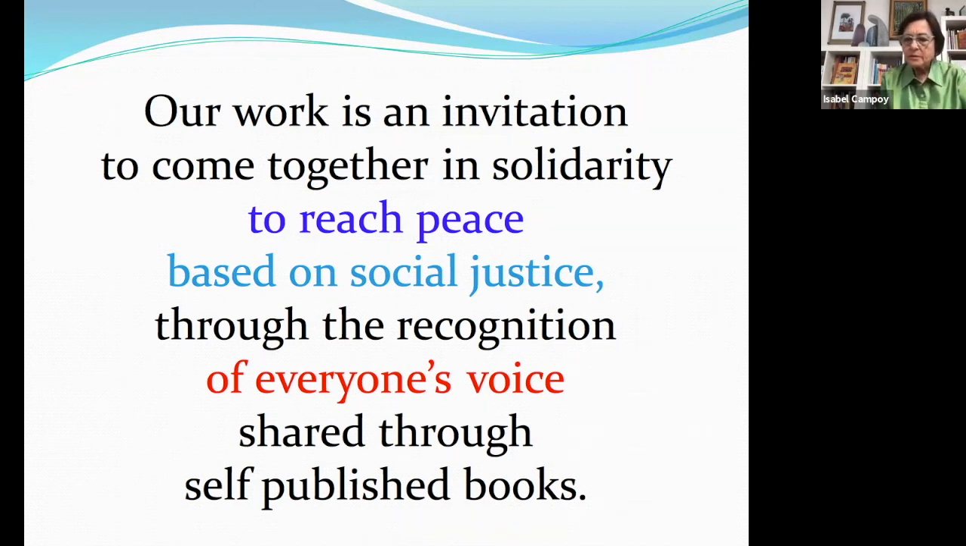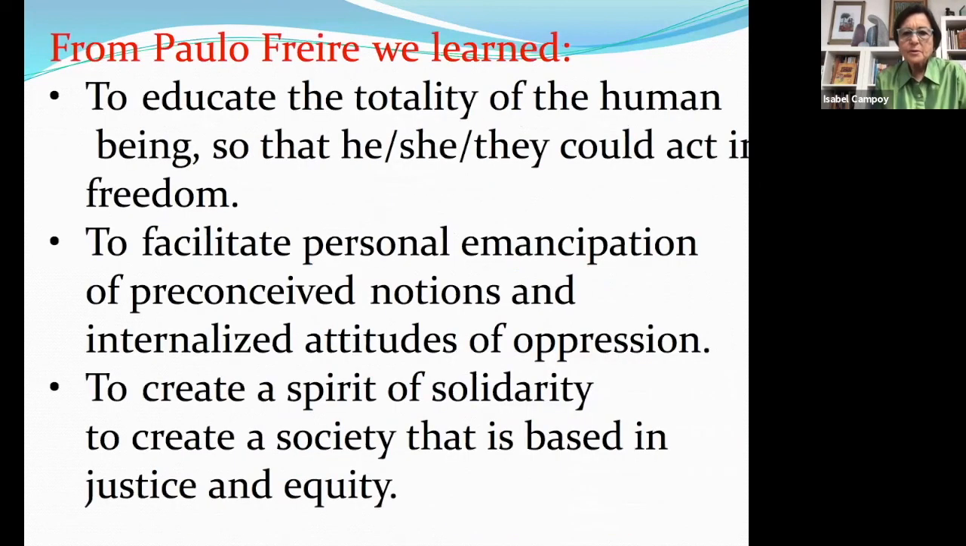So the principles of transformative education, which are the cornerstones of this book, are based on our understanding of the purpose of Paulo Freire, and also the points that we have searched and researched in our pedagogical life, understanding that to educate the totality of the human being is the precise goal that we want to obtain, and to provide for freedom, and to facilitate a personal emancipation of preconceived notions and internalized attitudes of oppression, to create a spirit of solidarity. And all of that we have understood through writing with teachers and understanding their lives.